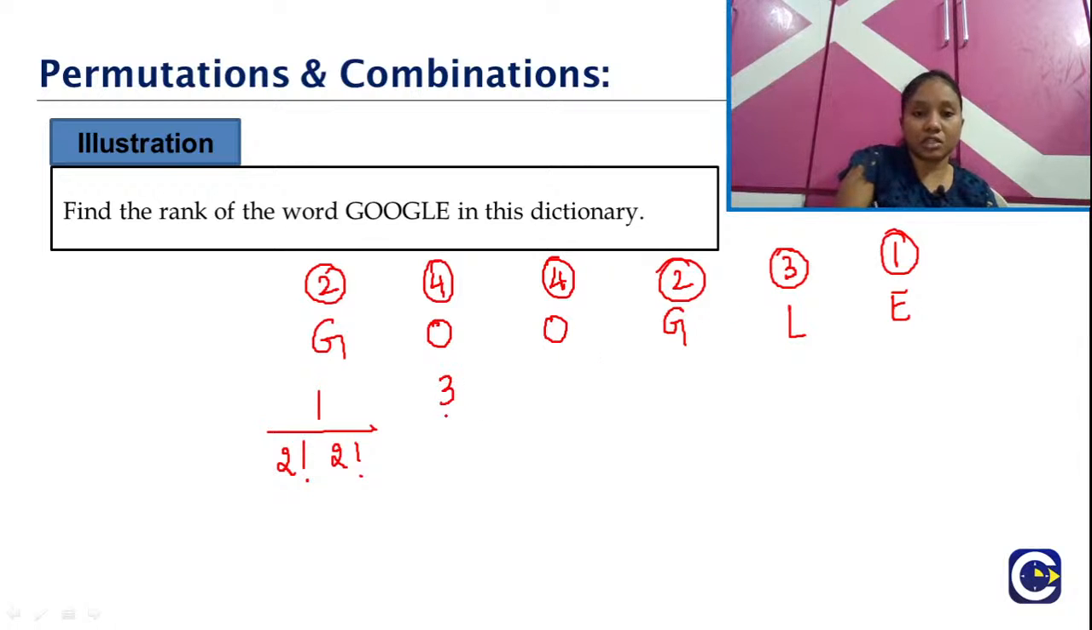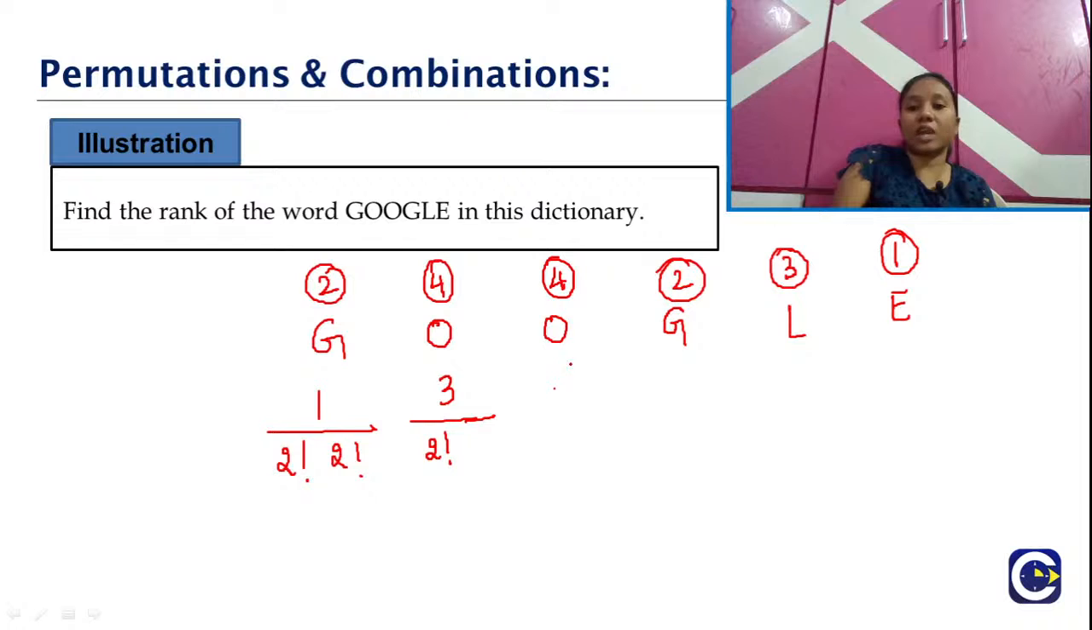That will be 3 divided by. So now we have to check, including O, to the right side, how many alphabets are repeating. So O is repeating twice, so it will be 2 factorial. And from here there is no G repeating because we left the G behind. So only 2 factorial.